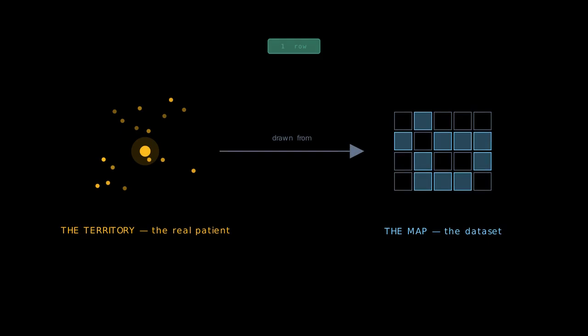Last chapter, we turned a real person into a single, licensable row. But hold that row up to the light, and here's the thing you must never forget. It is a map of a patient, not the patient. The real person is the territory, messy, complete, alive. The dataset is a map drawn from it, flat, simplified, and full of holes where the territory kept going. Every dataset in health, without exception, is a partial map.